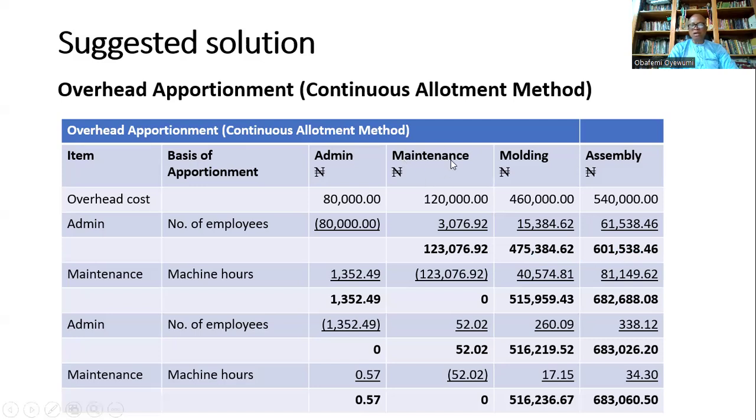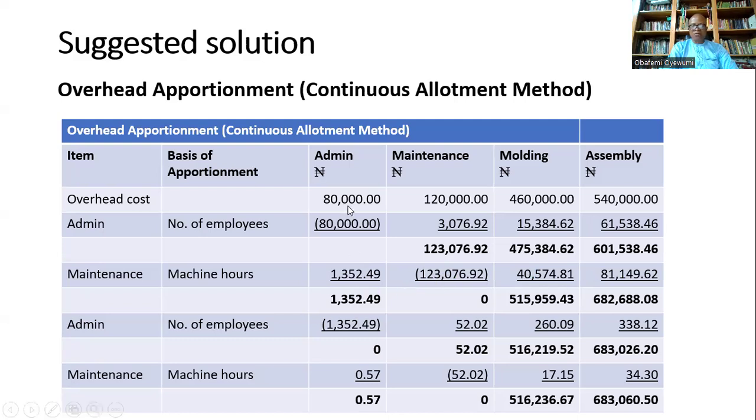Second level will now mean that we want to actually share maintenance overhead. Maintenance, service center overhead. Now, we arrive at 123 here. At the end of the day, you're going to apportion this figure. Now, you are not apportioning this figure to only the production centers. You're also apportioning it to admin, service center as well. So 123,000 is now being shared to admin, molding, and then assembly, using the ratios that are arising from the different parameters given to us in the question.